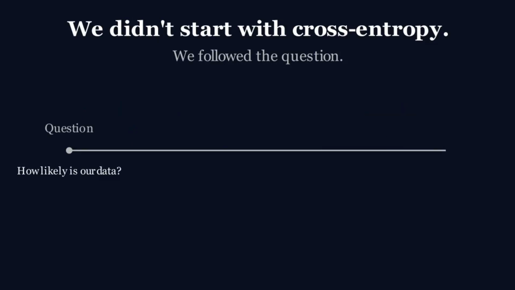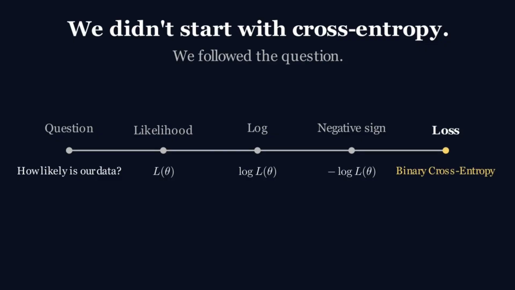So before we move on, I want you lot to notice something. We never started by saying, today we're going to derive cross entropy. Instead, we started with a much simpler question. How can we measure how likely our data is according to our model? Every step after that followed naturally. And eventually this formula was the only place left to go.